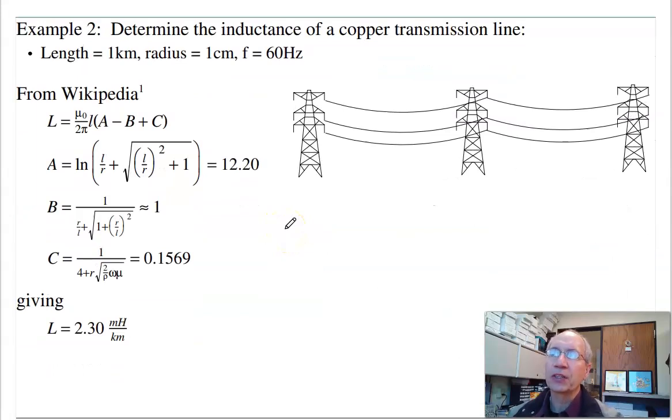You encounter inductors all the time. Anytime you have a magnetic field, you're storing energy in the magnetic field, that's an inductor. So for example, if I just have transmission lines, when I have current going through a transmission line, that produces a magnetic field. That magnetic field stores energy, meaning a wire is an inductor. From Wikipedia, you can calculate the inductance per unit length. Here's the equation from Wikipedia. These are the constants A, B, and C, functions of the parameters of the wire. Net result is the transmission line would have an inductance of 2.3 millihenries per kilometer. May not seem like much, but over 1,000 kilometers, that adds up.